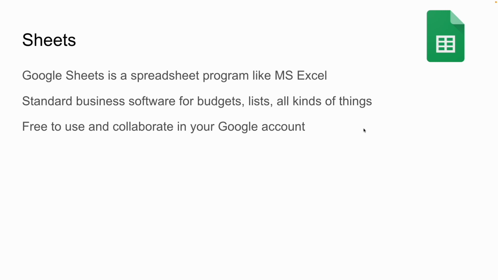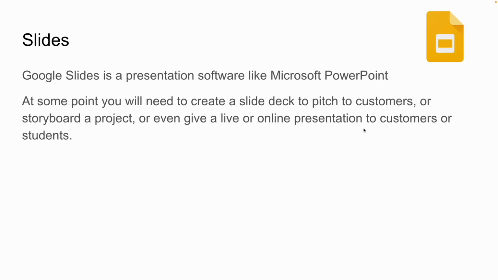Google Sheets. Google Sheets is a spreadsheet program, so it's like Microsoft Excel. And again, this is a standard business software in the modern era. You can use it for things like budgets and lists and all kinds of other things. And again, it's in your Google account. It's free to use, and we can collaborate.